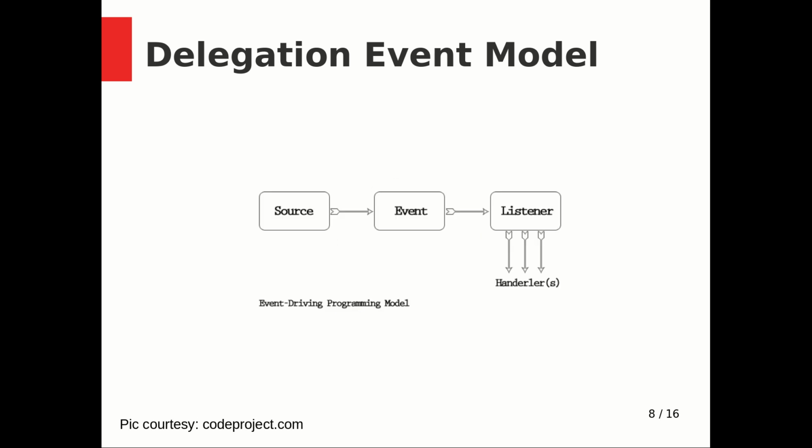This is another representation of the delegation event model. We have a source, we have an event, and we have a listener. In the previous example of the calculator, the event source was the command button add, the event was the mouse pressed, and the listener was the class that was responsible for handling the mouse pressed event. The class would call the appropriate method, which is what we call the handler, and the method will read the numbers from the two text boxes, convert them into integers, add them and display the result in a label.